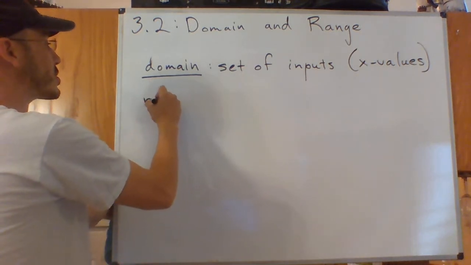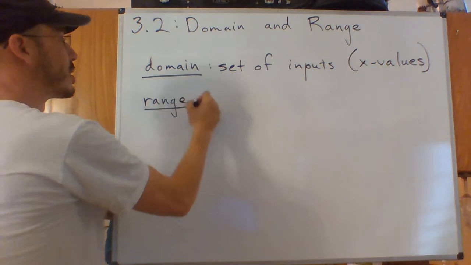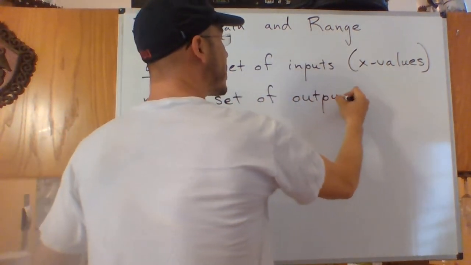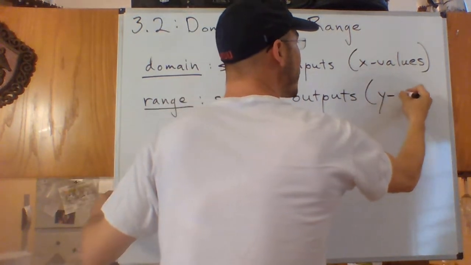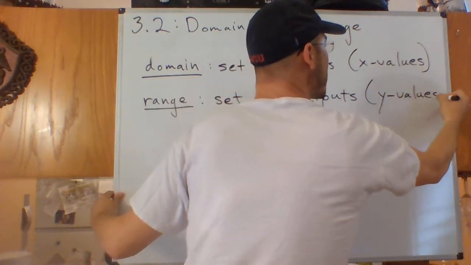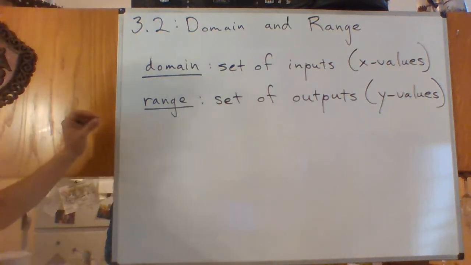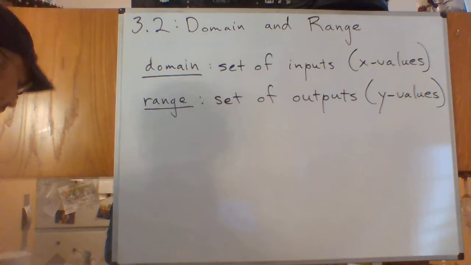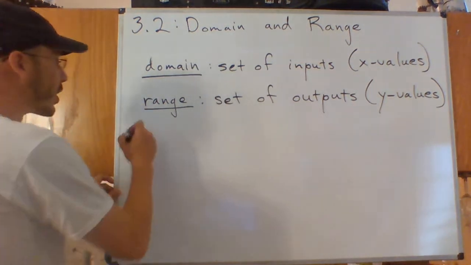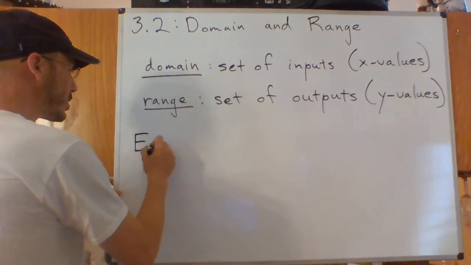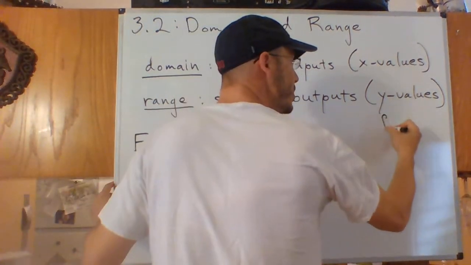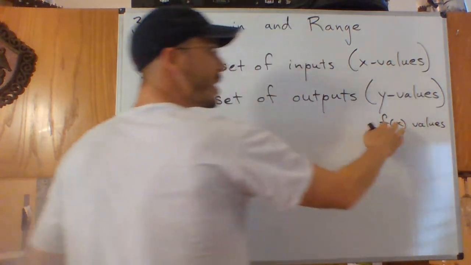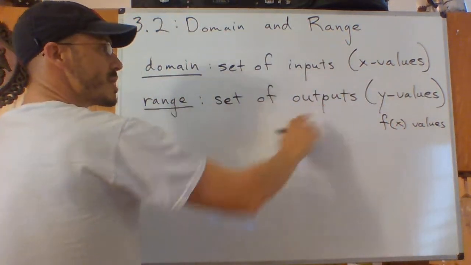The range is the set of outputs. And it varies from function to function, but we're going to look at some examples to see. Really, we're not going to look at the range too closely in this section. We're going to look at the domain. And by the way, these y values would also be f of x values. The function values that we get from different inputs, those are the output values.